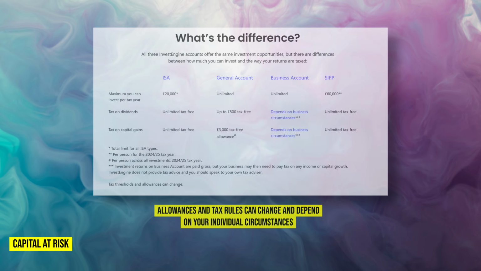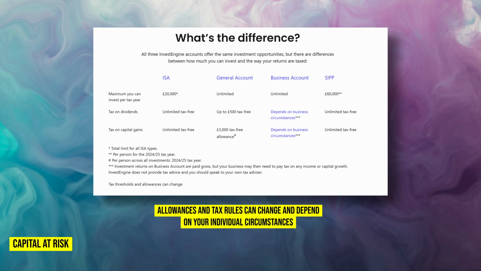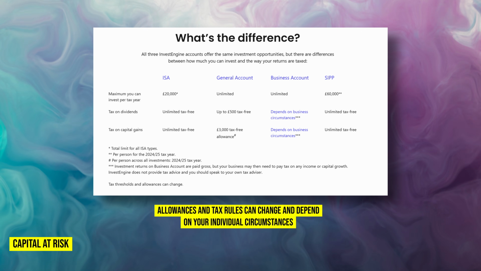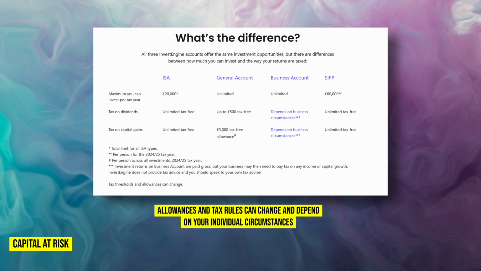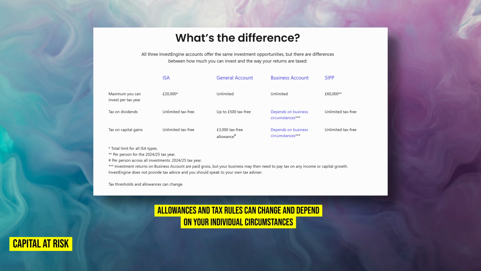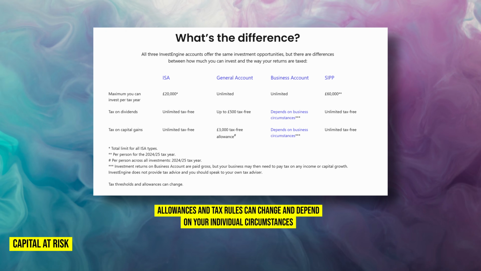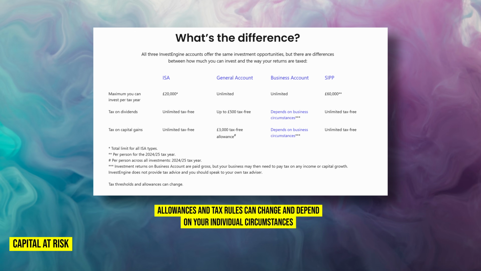The different accounts have different tax rules and different limits, so please make sure you fully understand this before you get started. I've made loads of videos on my channel covering the details about the different ISA accounts and what a SIPP is, so if you need the basics, feel free to go back and watch those before moving forward. As always, tax rules can change and your personal circumstances may affect how much you can invest.